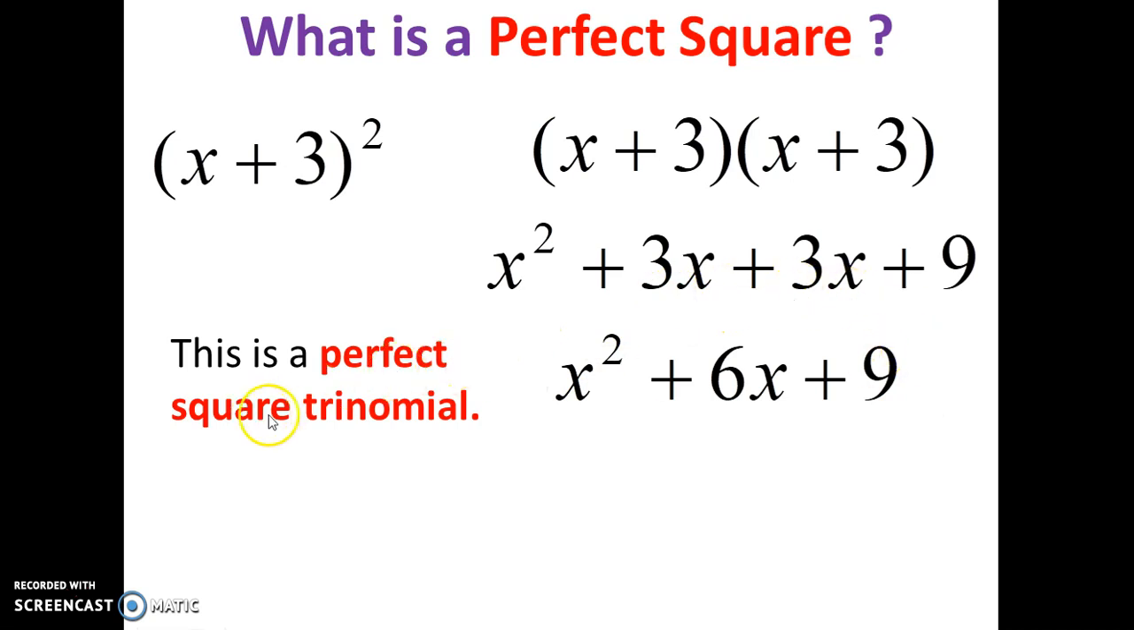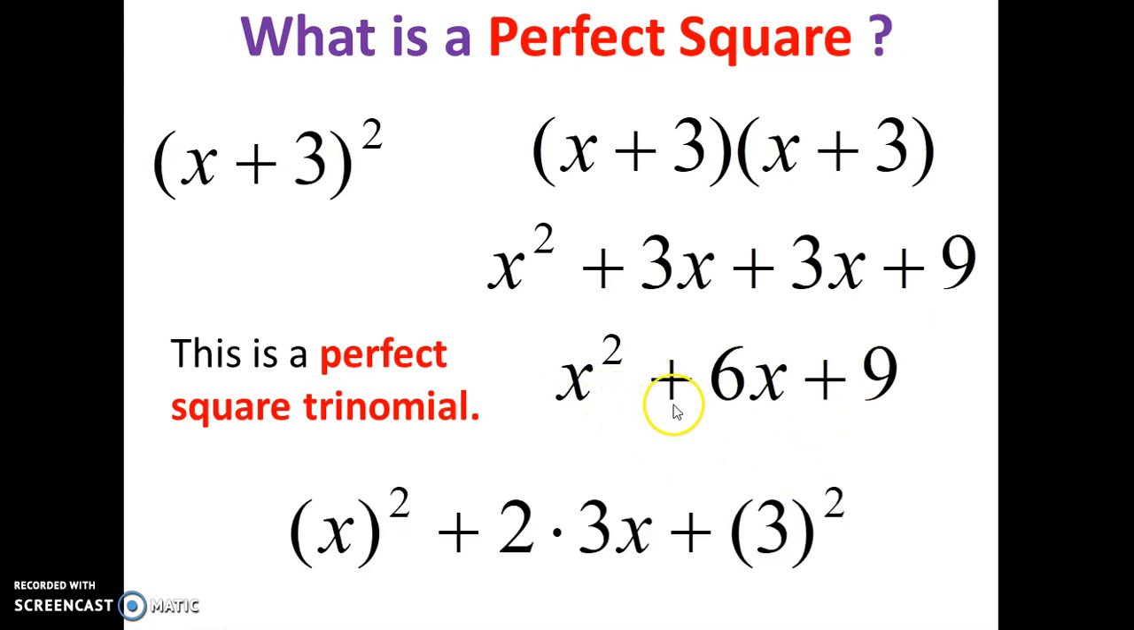It's called a perfect square trinomial because this is a polynomial. Any string of terms like this in algebra is called a polynomial, and trinomial means it's a polynomial with 3 terms, 1, 2, and 3 terms.